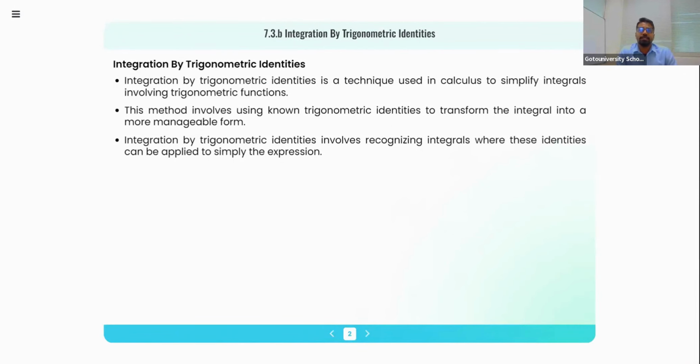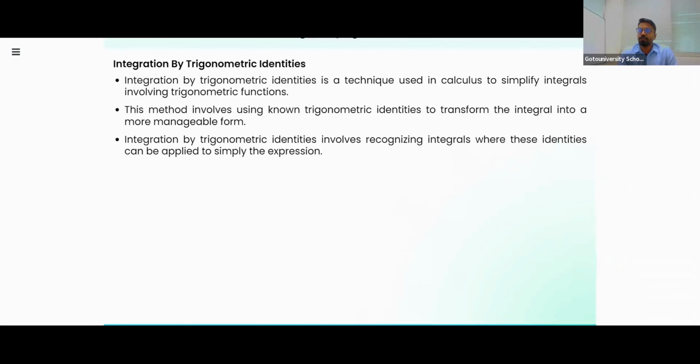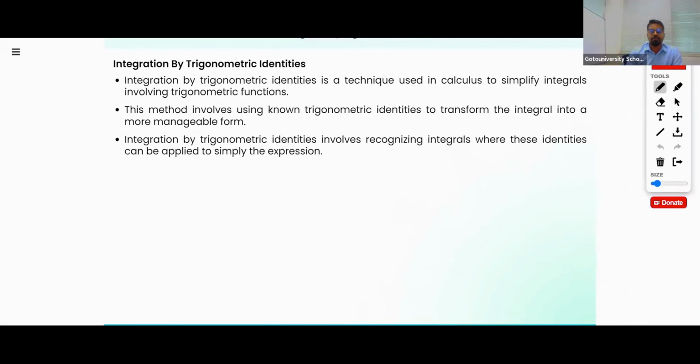Integration by trigonometric identities. So what are we saying here? Integration by trigonometric identities is a technique used in calculus to simplify integrals involving trigonometric functions. For this, what is the basic necessity? You need to know the trigonometric identities. So what are the trigonometric identities we know? The basic one is a result of Pythagoras theorem: sin square theta plus cos square theta is equal to 1.